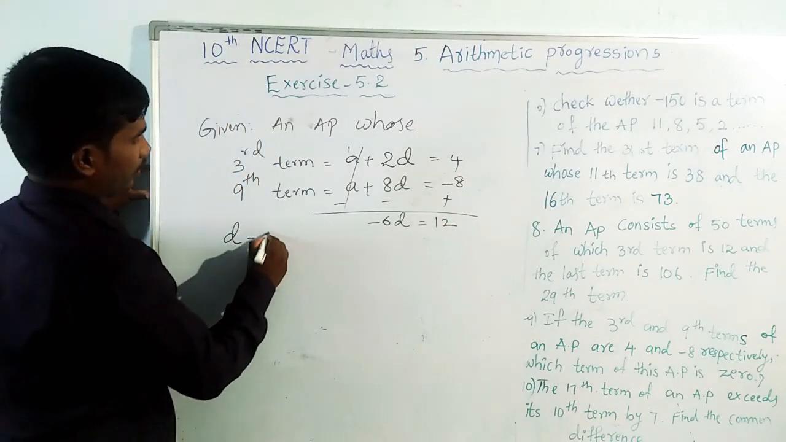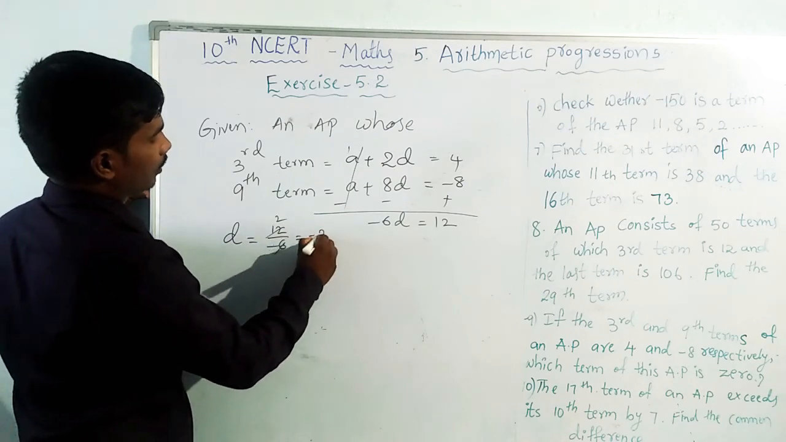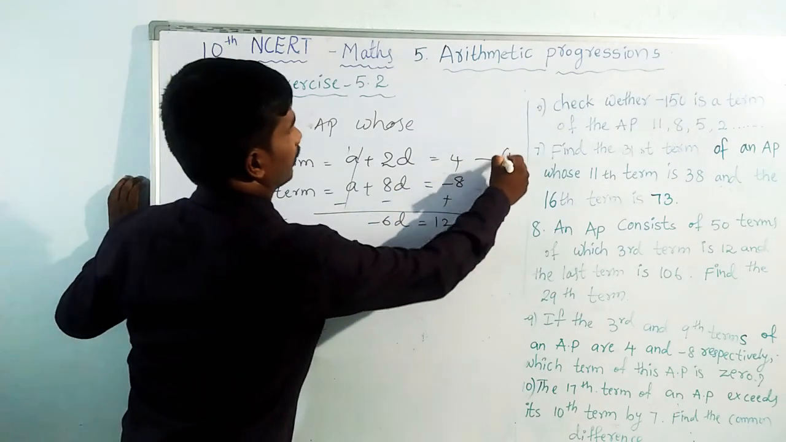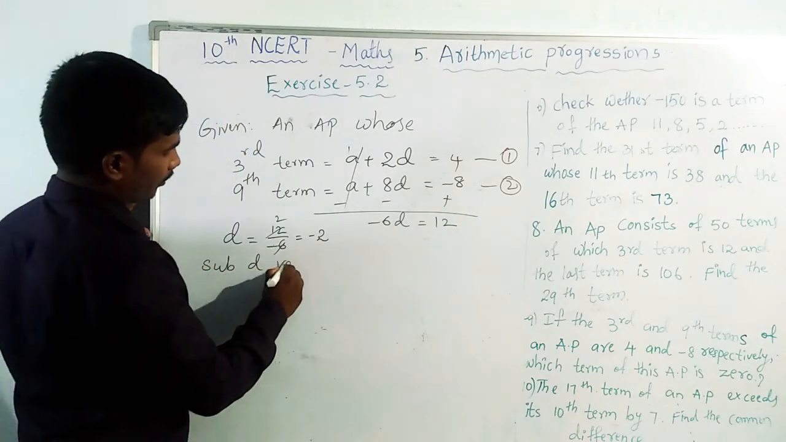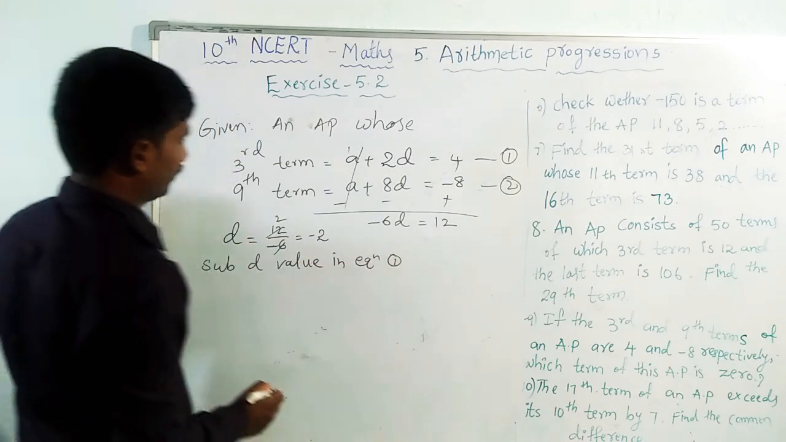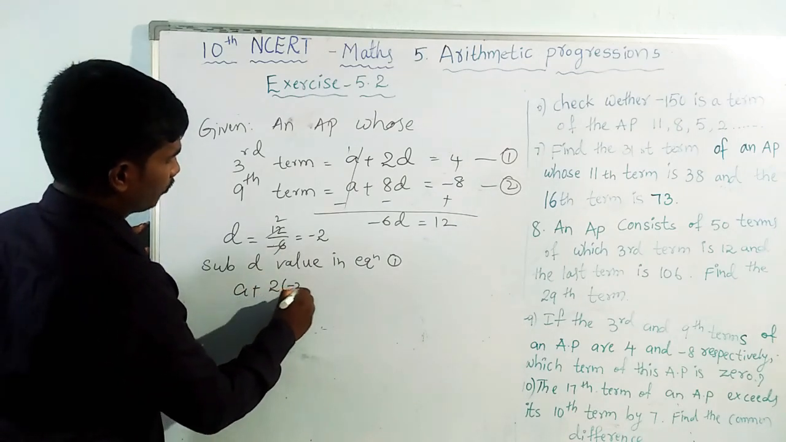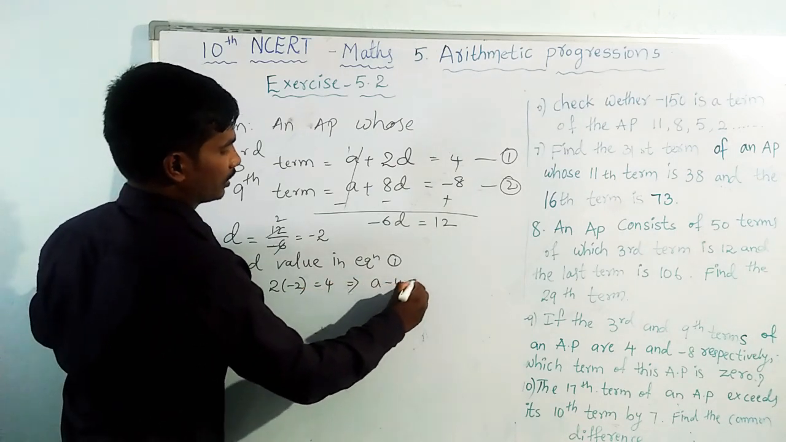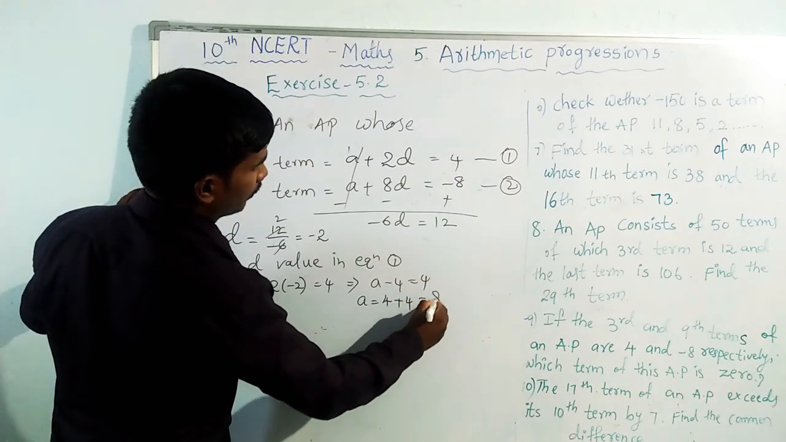D is equal to 12 by minus 6. 6 ones are 6, 6 twos are 12. So minus 2. D is equal to minus 2, the common difference is minus 2. Yes, this is equation 1. Now substitute the D value in equation 1. A plus 2D, that is minus 2, is equal to 4. Yes. A minus 4 is equal to 4. A is equal to 4 plus 4 is equal to 8.